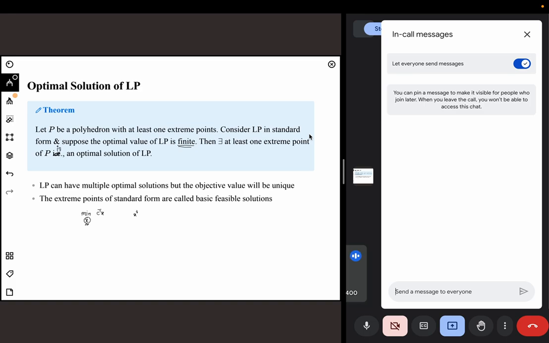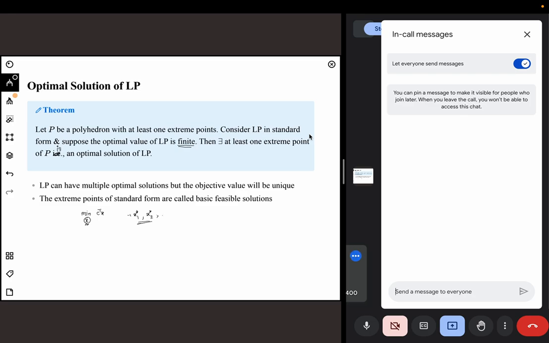You can have X star, Y star, or let's put a subscript here, X1 star, X2 star, whatever. All of these will be there. You can have multiple solutions, but not all of them need be extreme points. All it says is that at least one extreme point will be an optimal solution.